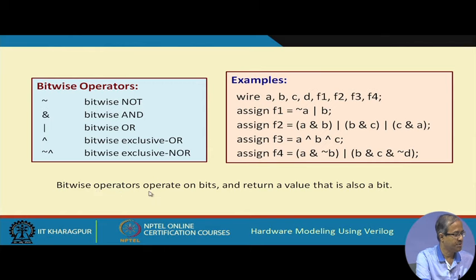So, bitwise operators, as I said, operate on bits. All the operands are single bit variables, they are not vectors, and they return a value f1, f2, f3, f4, those are also of type bit, single bit. These are something to remember.